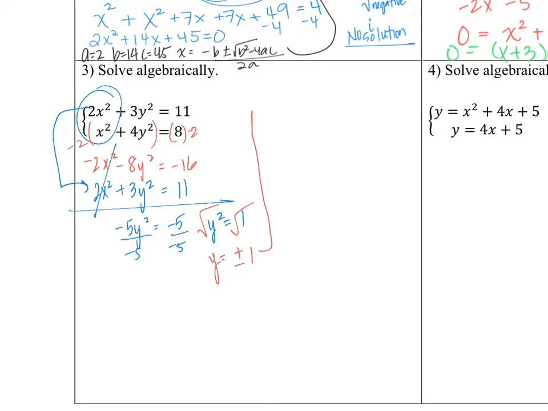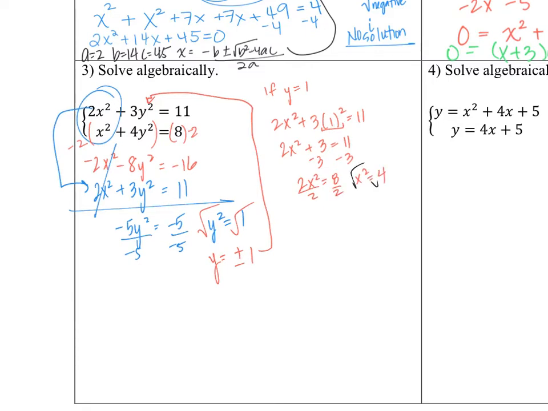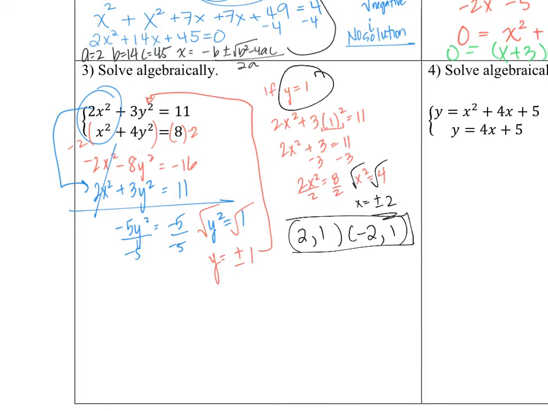Let's just plug into the top one. So if y equals 1, we're going to have 2x squared plus 3 times 1 squared equals 11. That's 2x squared plus 1 squared is 1 times 3 is 3 equals 11, minus 3. We get 2x squared equals 8. Divide by 2, x squared equals 4. So then if you square root, we get x equals both plus and minus 2. So again, if y was 1, we're getting two answers. A positive 2 gets me that y value of 1, and a negative 2 gets me the y value of 1. So I have two answers so far.